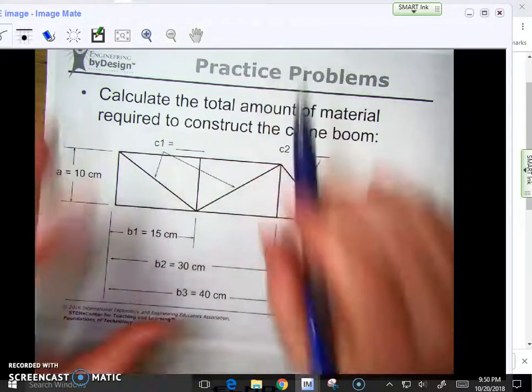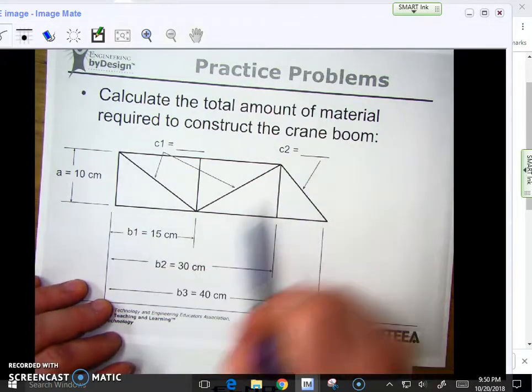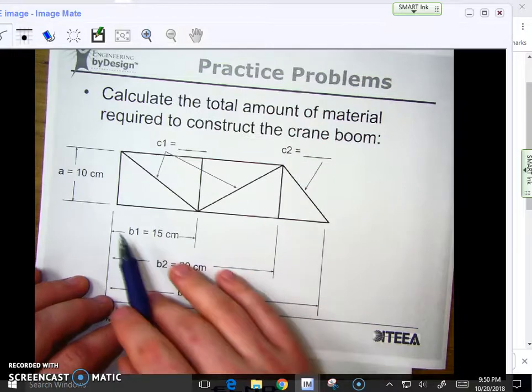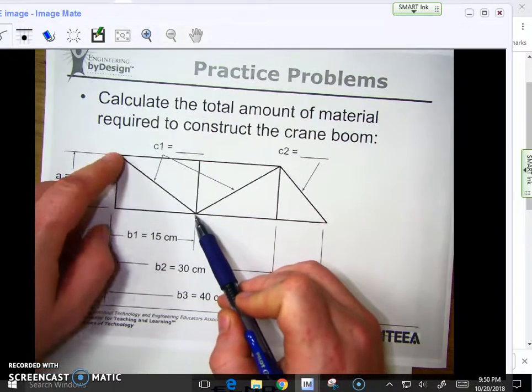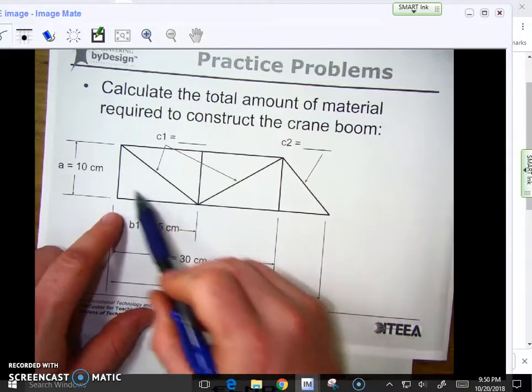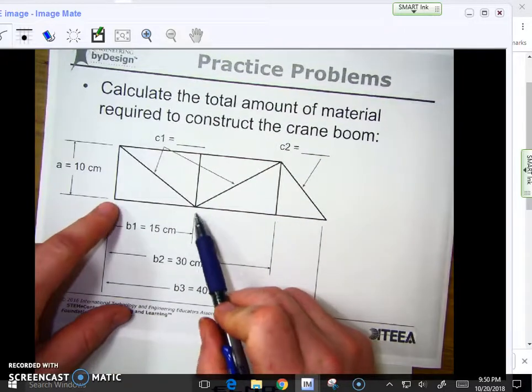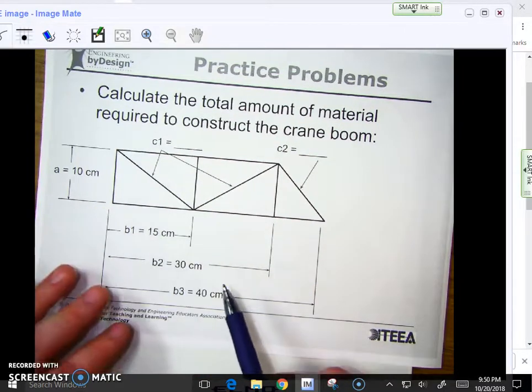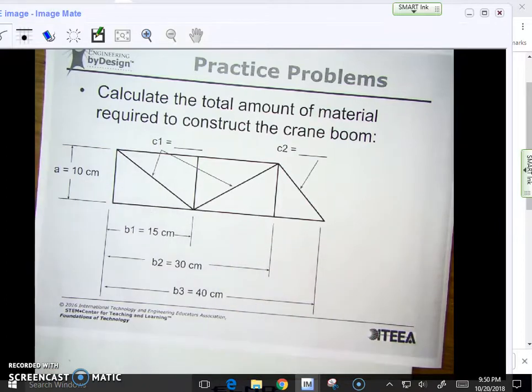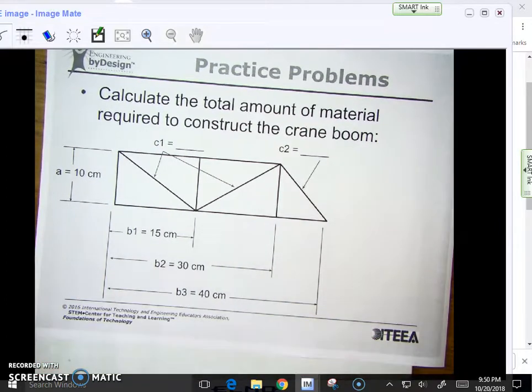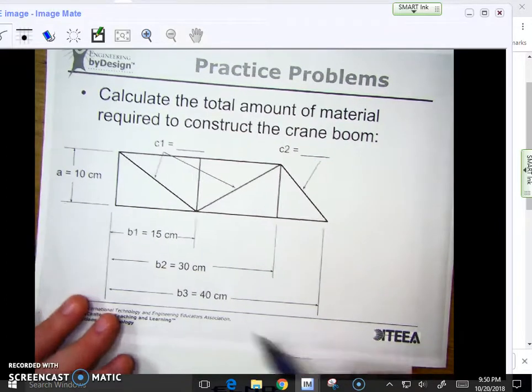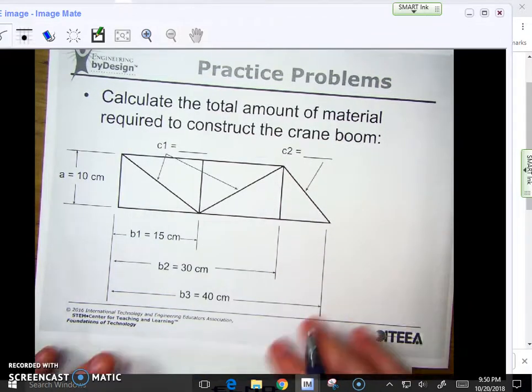And so maybe what I know is I've got some of these pieces I've already cut, I already know the length of. And I'm trying to figure out, for example, if this height is 10 centimeters and this width here is 15 centimeters, how long do I need to cut that diagonal there? And so this is where the Pythagorean theorem will come into play. And for a lot of these truss structures, it's broken up into right triangles.